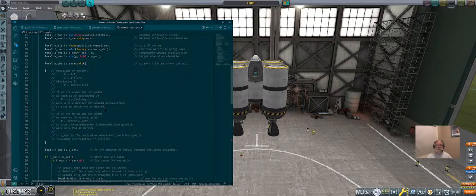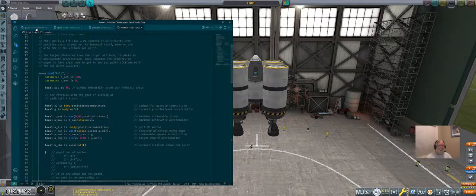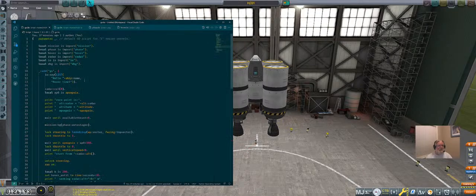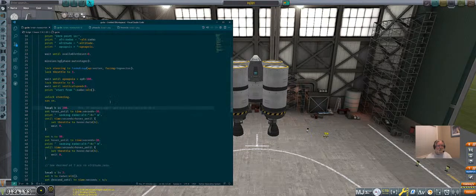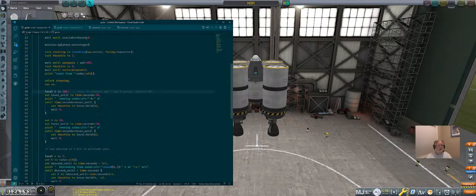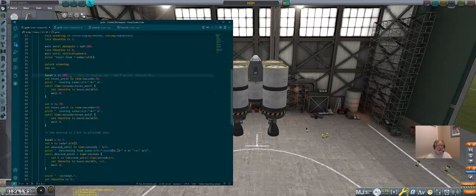This looks at where we're pointing, but it doesn't try to control our steering. So now let's look at hover configuration 1. All it's going to do is jump up off the launch pad by about 100 meters, and then it's going to tell hover, hey, please hover at 200 meters. And it's going to do that for 30 seconds.